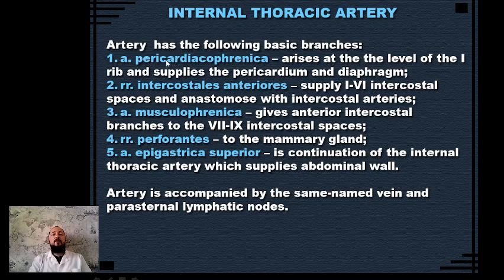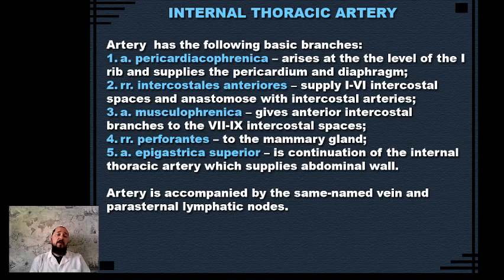Pericardiophrenic artery, or arteria pericardiophrenica, arises at the level of the first rib and supplies the pericardium and the diaphragm. The second one is the anterior intercostal arteries, also mentioned before. It supplies the first to sixth intercostal spaces and anastomoses with the intercostal arteries.